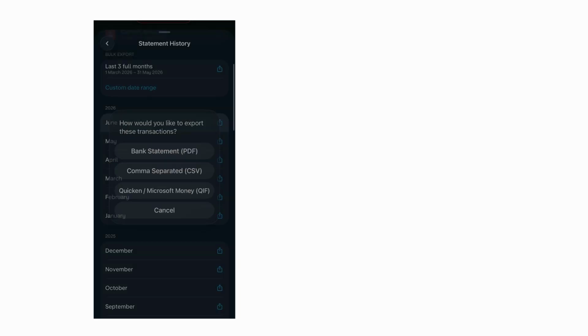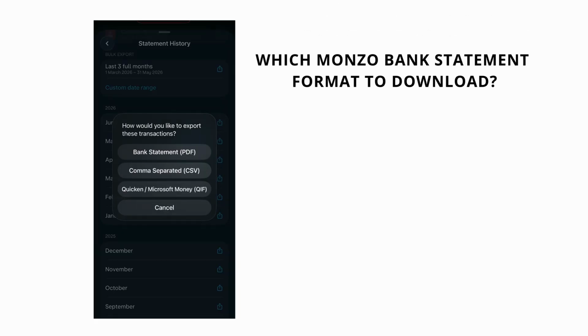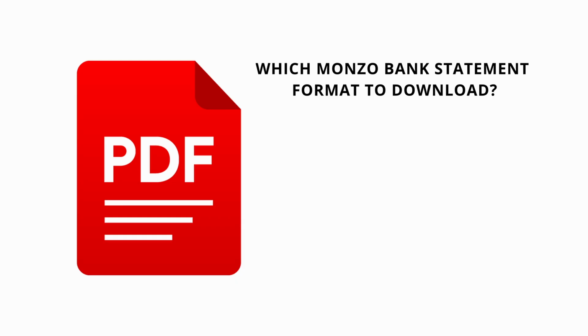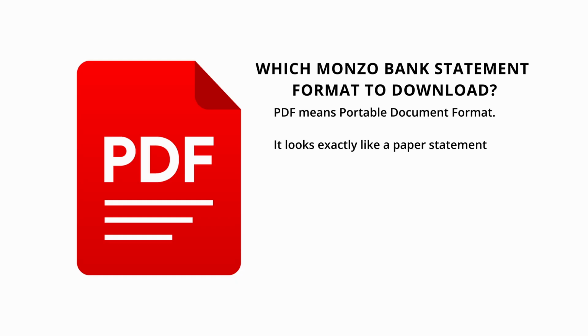But here's another interesting question. Which format should you actually download? Let me explain each one, clearly and simply. First, PDF. PDF stands for Portable Document Format. This is what most people think of as a normal bank statement. It looks exactly like a paper statement, with the bank logo, transaction list, dates, and running balance.